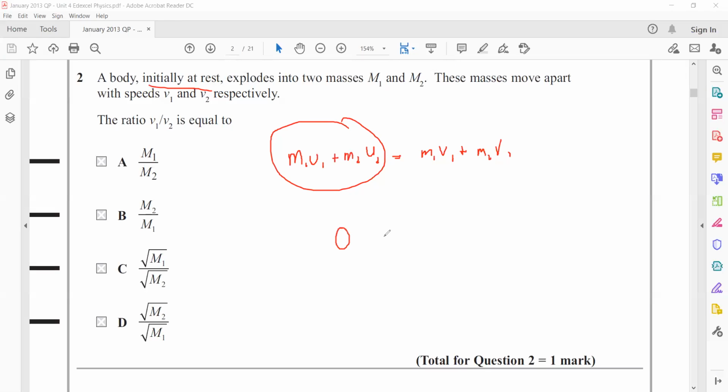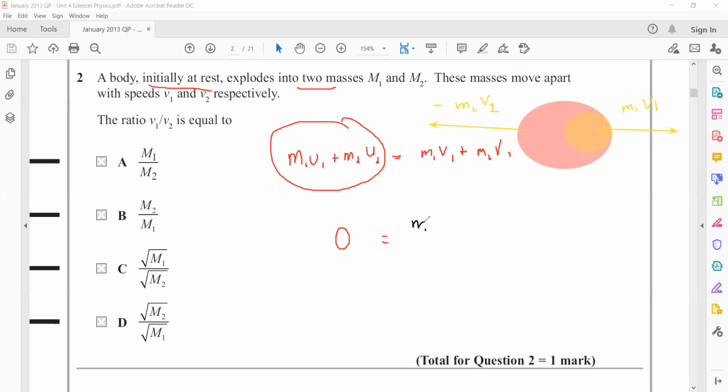Okay. And if it explodes into two masses, to conserve the momentum, if I say this was an object and this object explodes into two masses, so if one part is moving towards right, the other part should move towards left to conserve the momentum. So if mass 1 is moving with velocity v1, then mass 2 should move with velocity minus v2. Why? Because the original momentum is conserved, the final momentum should also be conserved.